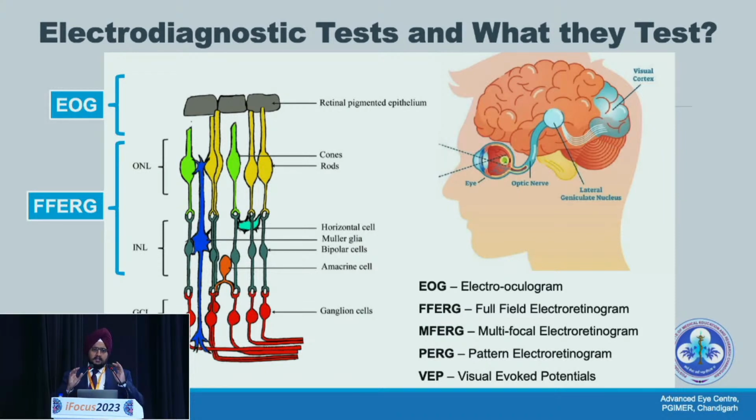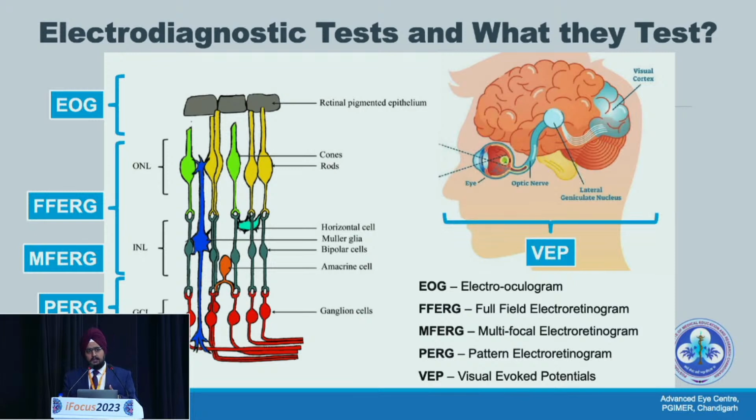Now, full field ERG covers basically the whole of the retina. Sometimes we want to test just the fovea or the macula. For those we have the multifocal ERG, which will give us information specific to the posterior pole. And then the ganglion cells and their connections with the retina are tested with the help of the pattern ERG. So we have covered the entire retina, and then the whole visual pathway is basically tested with the help of the VEP, that is visual evoked potentials.